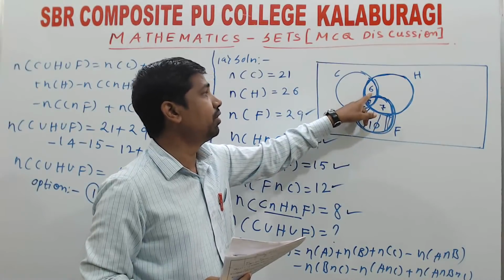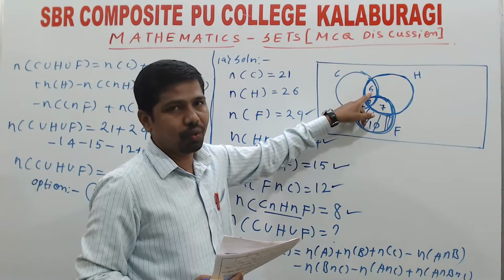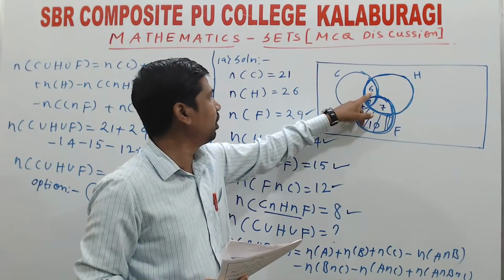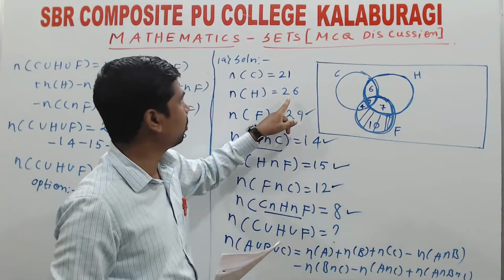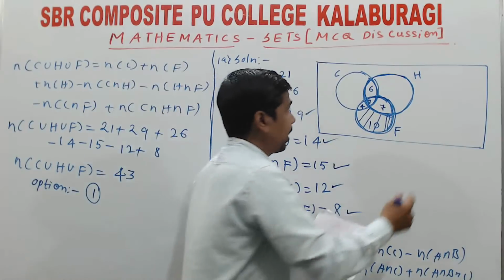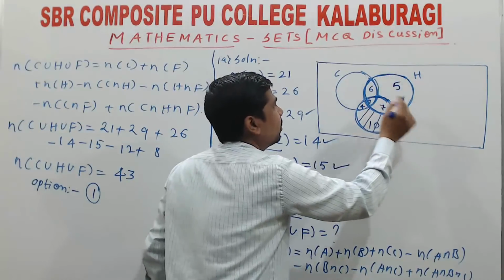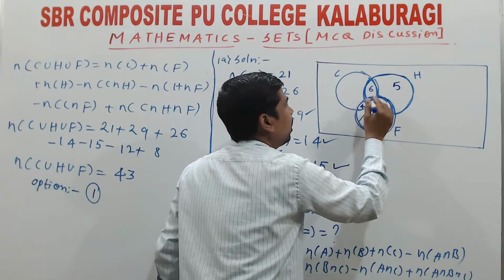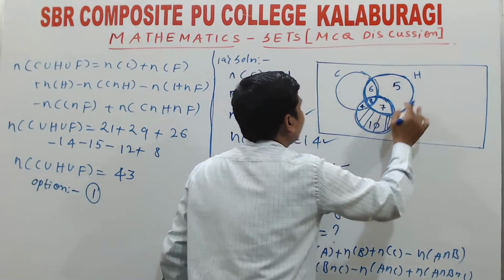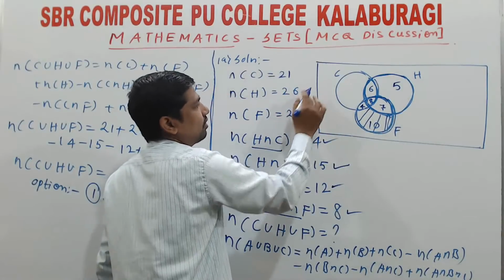14, 15, 15 plus 6 is 21. So in that 20, already written 21. So 21 you have written is what? 26 minus 20 is what? 5. So 5 are playing only hockey. So totally, if you add this one, how much are you getting? 26 you are getting, right?